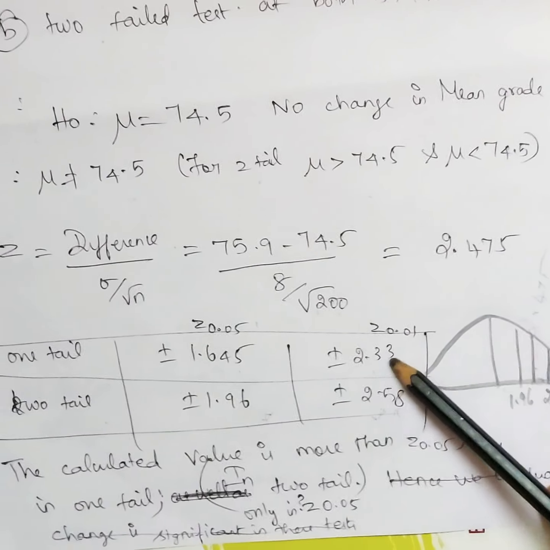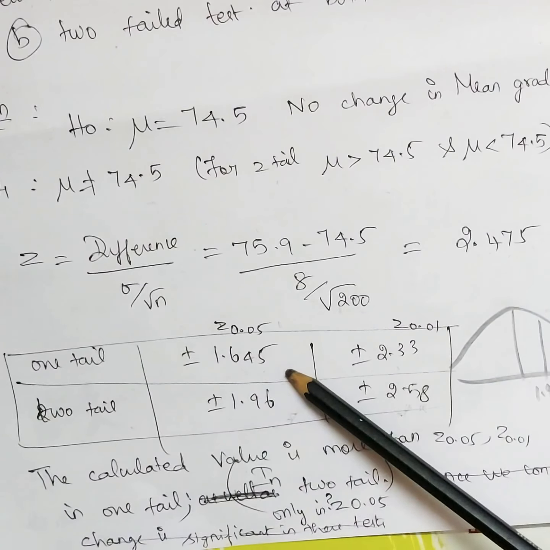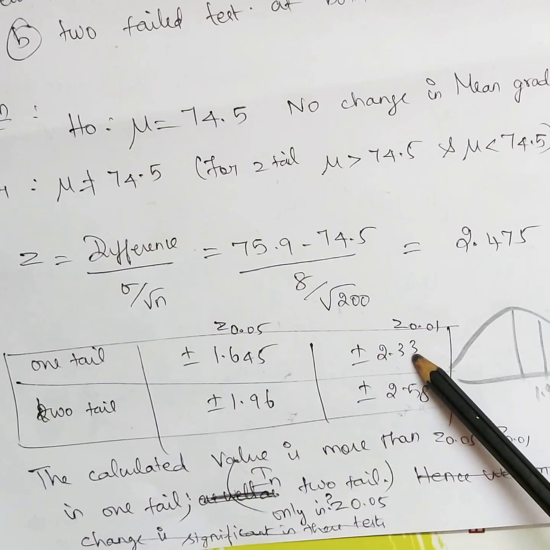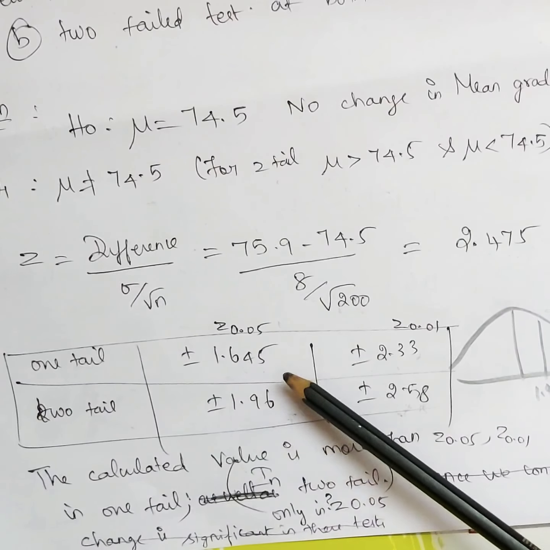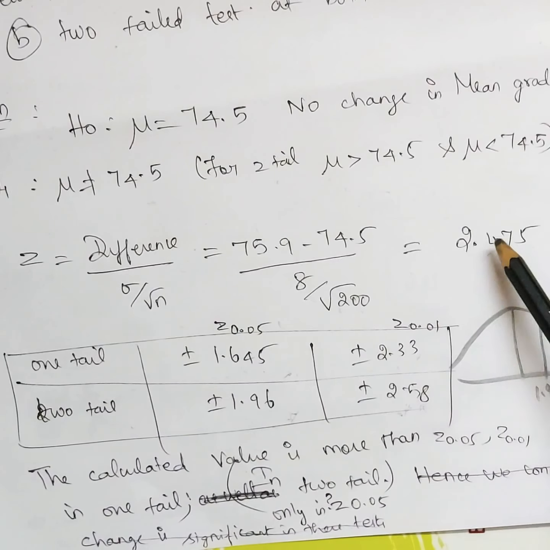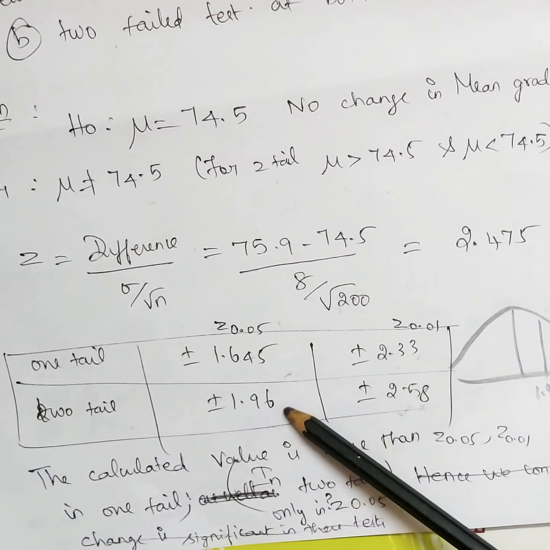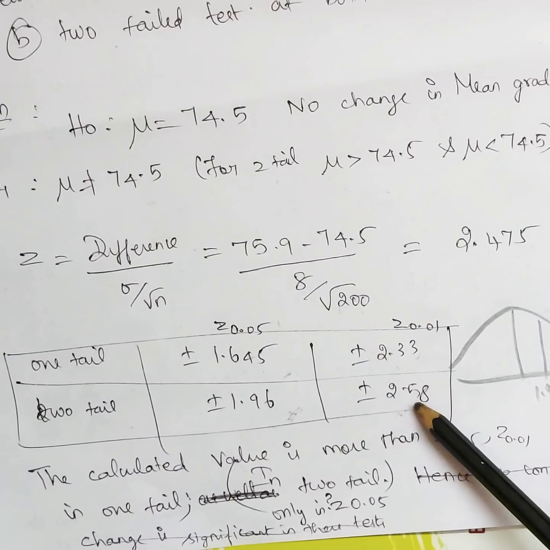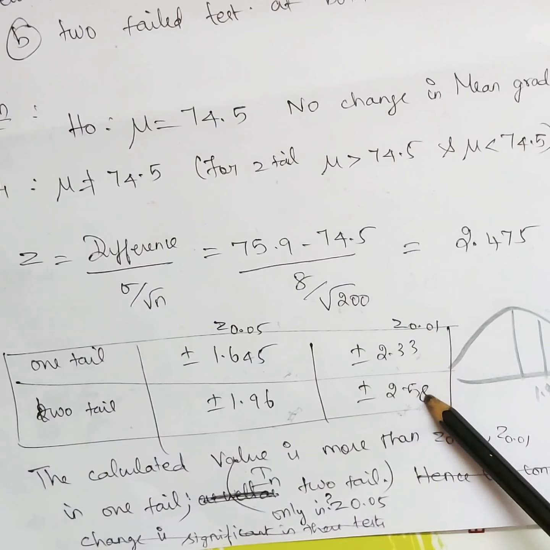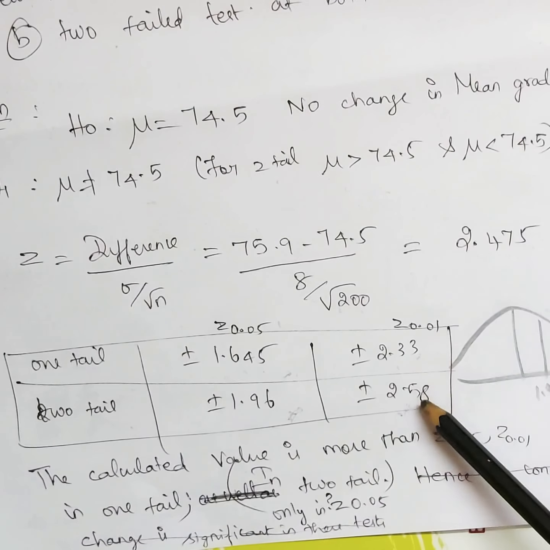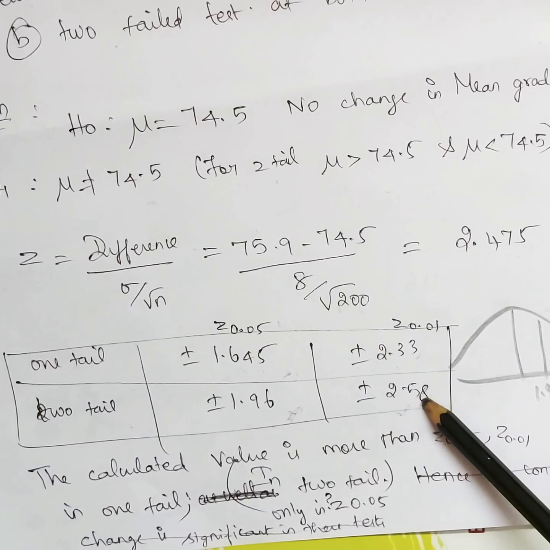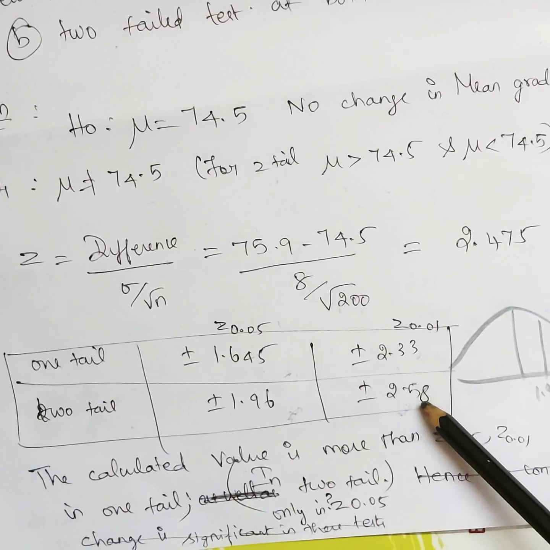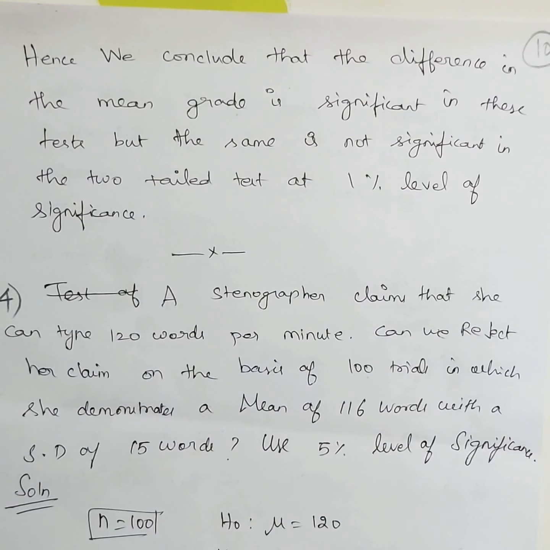So the calculated value is more than 1.645, reject. 2.33, reject. So we are rejecting at 5% and 1% in the one-tail test, and 2.475 is greater than 1.96, so reject at 5%, but 2.58, when you see it, this 2.475 is less than 2.58, so we are going to accept only in this region. So we have to give the complete conclusion about it.